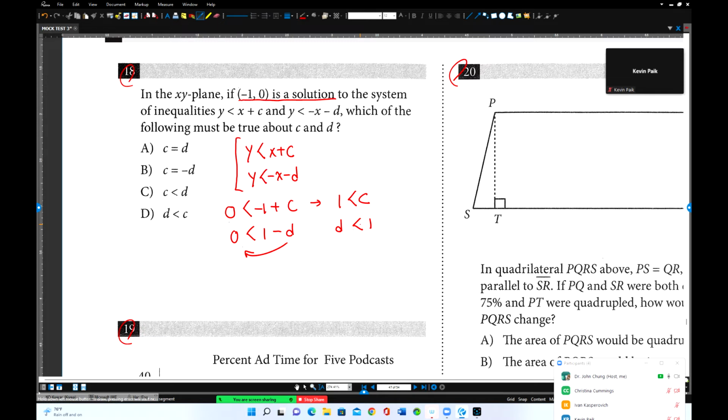Now we got this: C is greater than 1, D is less than 1, right? C is over here, D is over here. So which one is greater? C is greater than D, right? C is greater than D. Choice D is the answer. That is number 18. From the solution to the inequalities, we find out something about C and D.